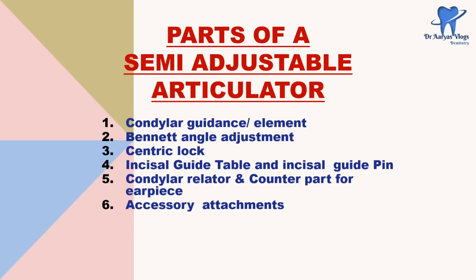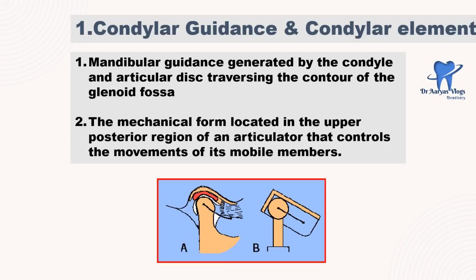So we will discuss the following parts in detail. The parts of a semi-adjustable articulator can be: condylar guidance or condylar element, Bennett angle adjustment, centric lock, incisal guide table and incisal guide pin, condylar relator, counterpart for the earpiece, and accessory attachments. So let's discuss one by one in detail.